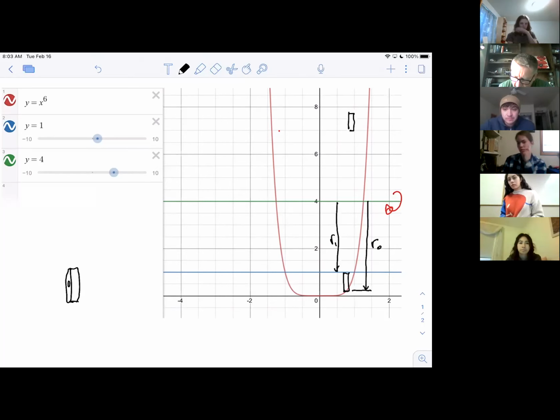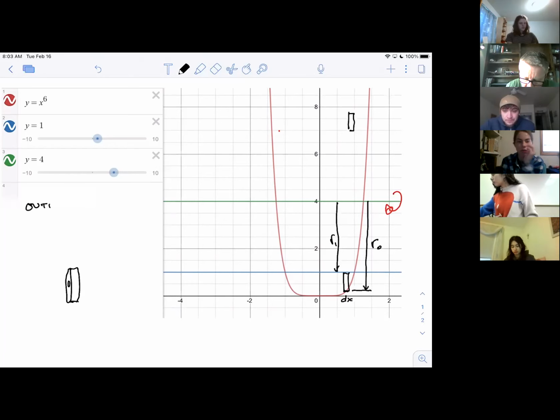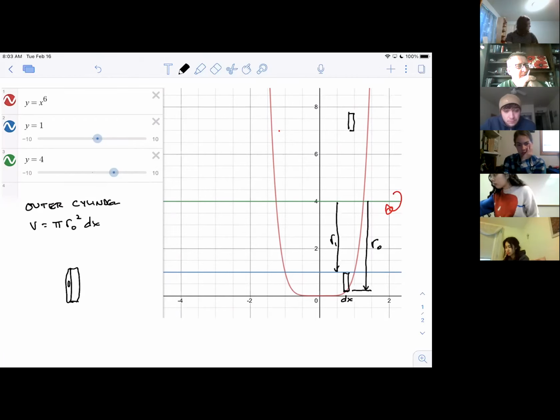And since this thickness right here is dx, since it's going horizontal in the x direction, what that tells me is, okay, outer cylinder. So my outer cylinder volume is equal to pi times its radius, radius outer, squared times its height, which in this case is dx. Do you see that?